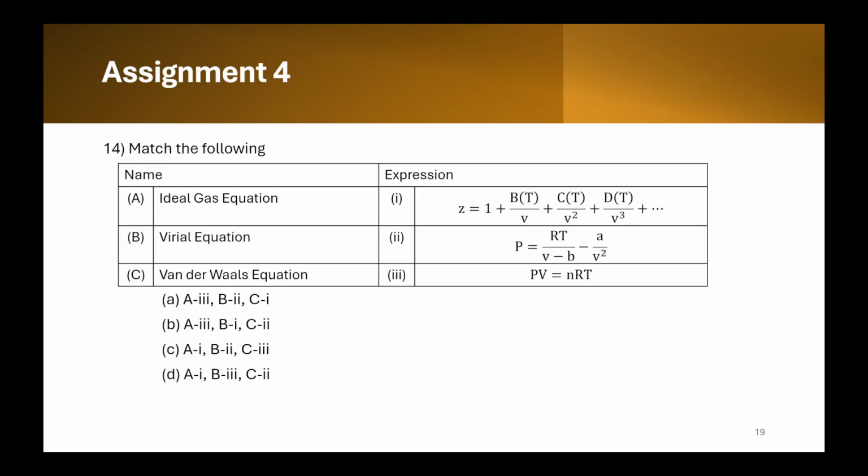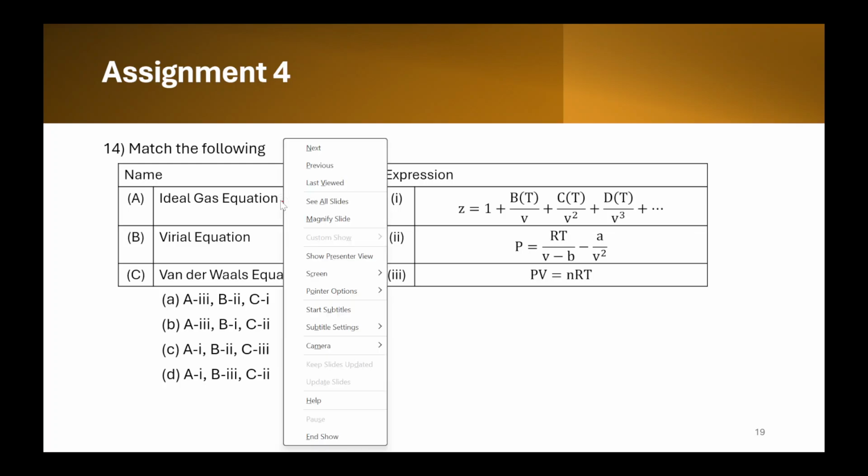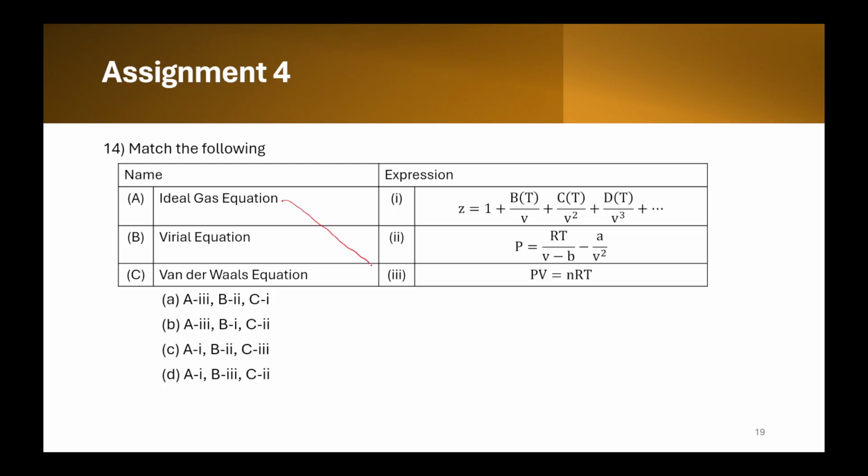Next question, match the following. We need to match the name of the equation with the expression. So for the ideal gas equation, what will be the correct answer here? It will be matched with the third. No, no, the ideal gas equation will be third: PV = nRT. So A is 3, right?